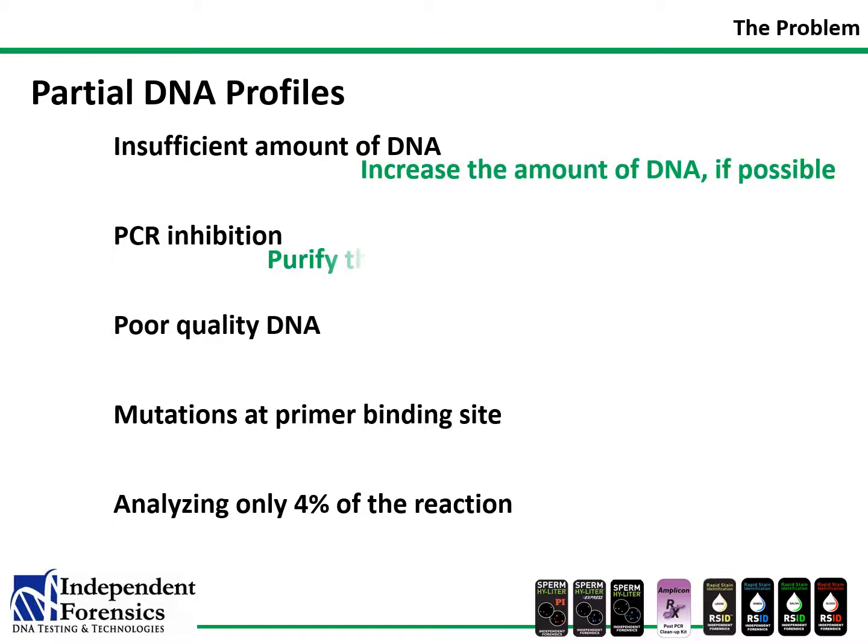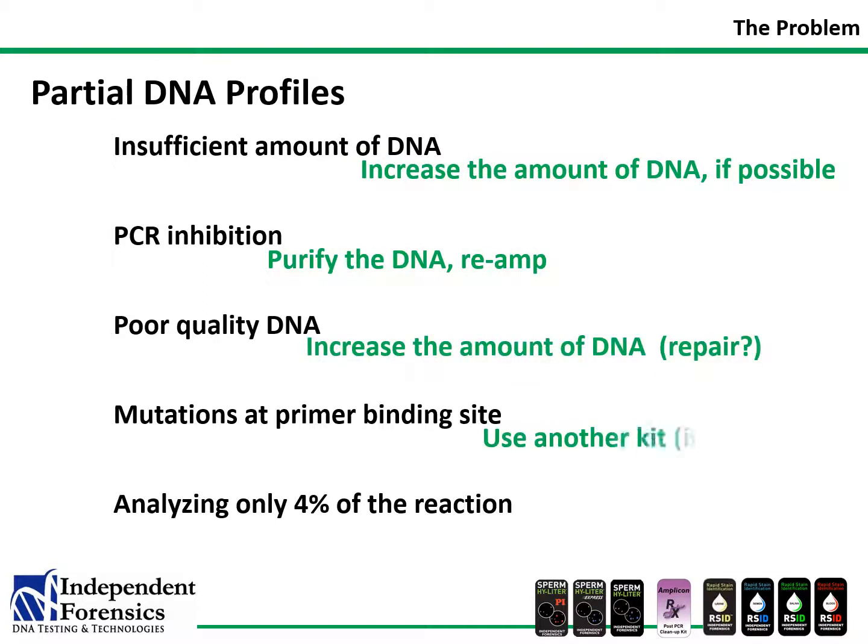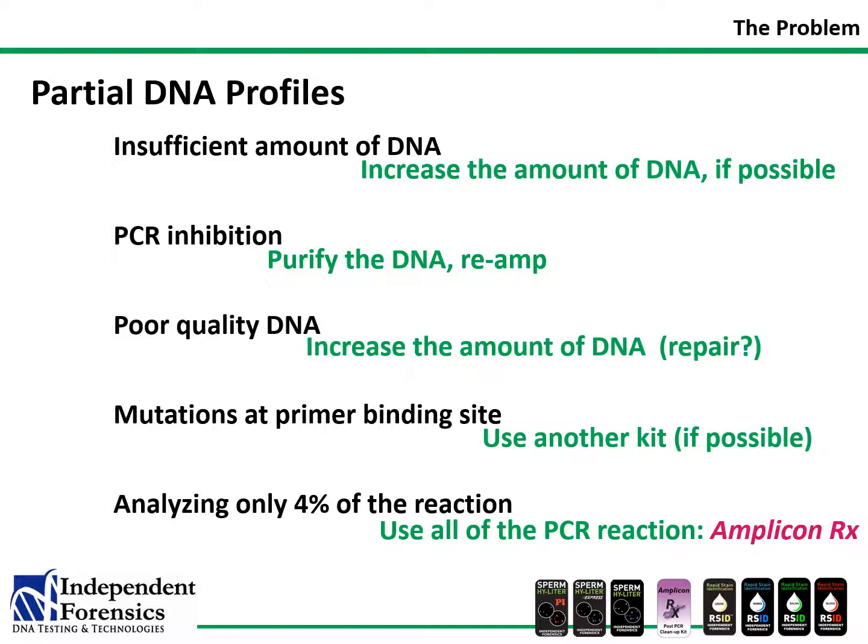There are several reasons for a partial DNA profile. One could be an insufficient amount of genomic nucleic acid in the amplification reaction. Another might be that the reaction is inhibited, PCR inhibition. Another reason might be that the DNA is damaged. A fourth reason might be mutations at the PCR primer binding site, or that only a small fraction of the original PCR reaction was analyzed by capillary electrophoresis.